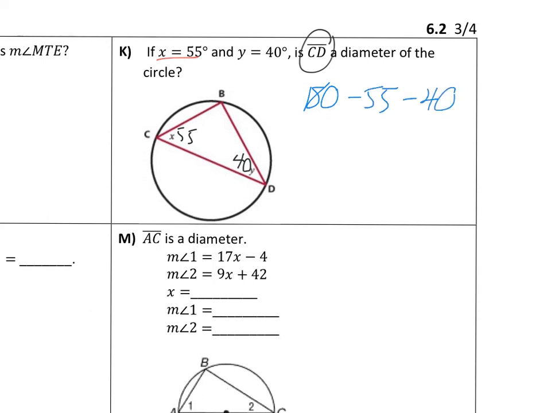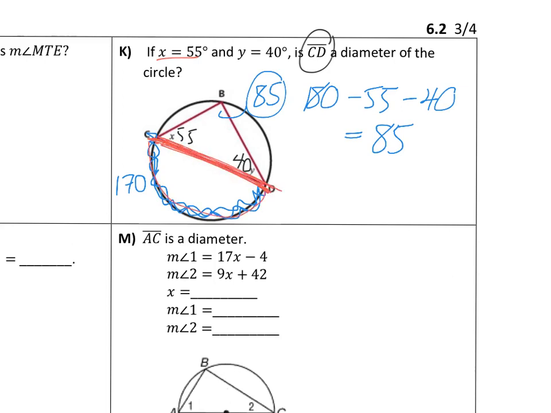Well, if I subtract those two, what I'm going to be left with is only 85, which tells me this right here is 85 degrees, which tells me that this arc that it opens up to, the intercepted arc, is going to be double 85, which is only going to give me 170. Which tells me that this right here cannot be a diameter because this is not a semicircle. So the answer is no.